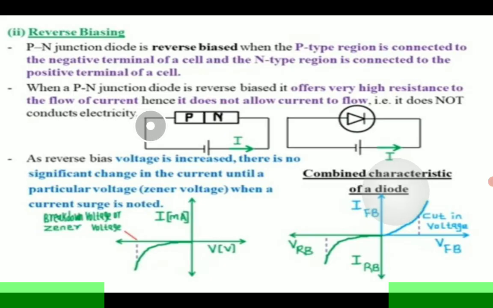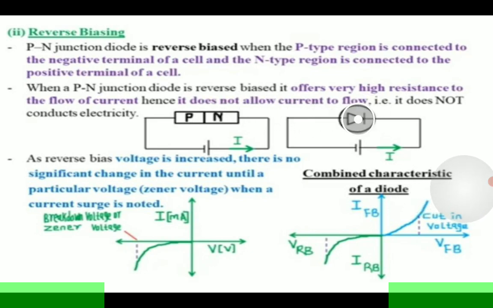I mentioned this in the previous slide that if you reverse the diode such that the N end goes to the positive of the cell and the P end goes to the negative, it is not going to conduct. It will not allow current to flow through. A diode only conducts in one direction.